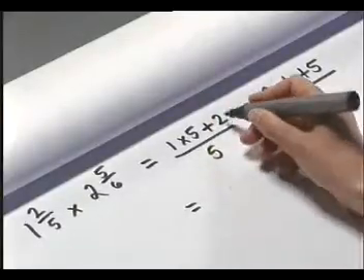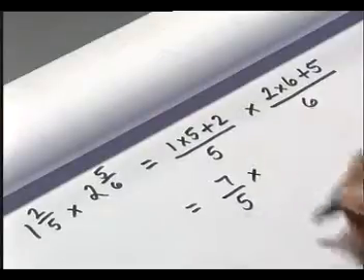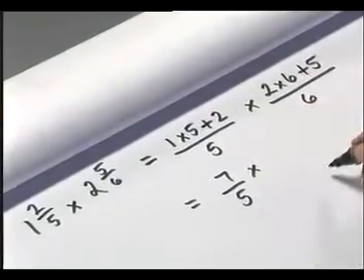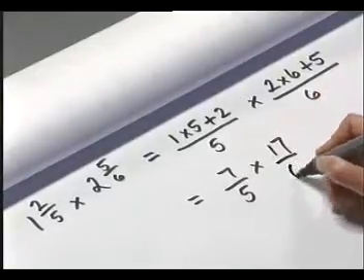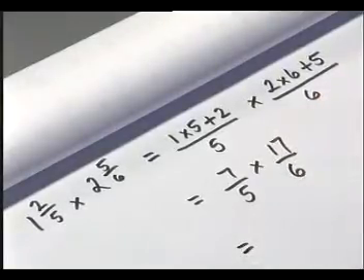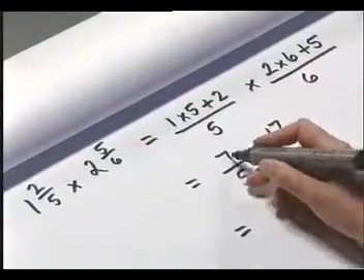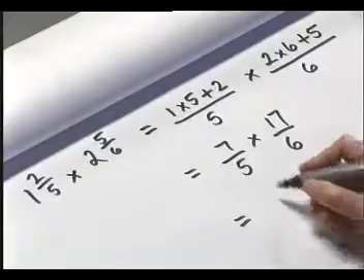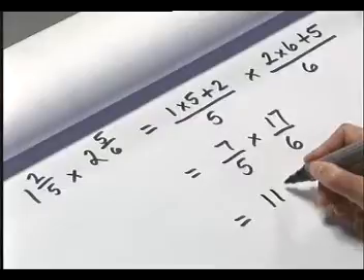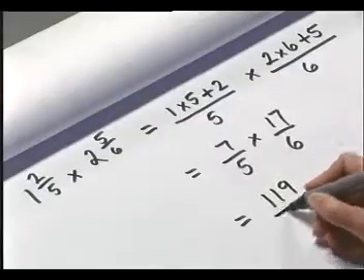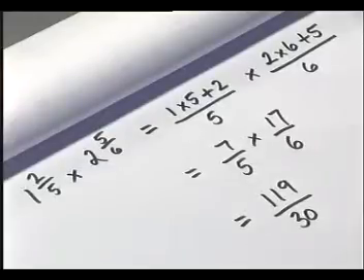1 times 5 is 5, plus 2 is 7, so that's 7 fifths, multiplied by 2 sixes are 12, plus the 5 is 17, divided by 6. Quick check. No, there's nothing we can cancel there. So 7 times 17, 7 tens are 70, 7 sevens are 49, so that's 119. 6 fives are 30, so that's 119 over 30.